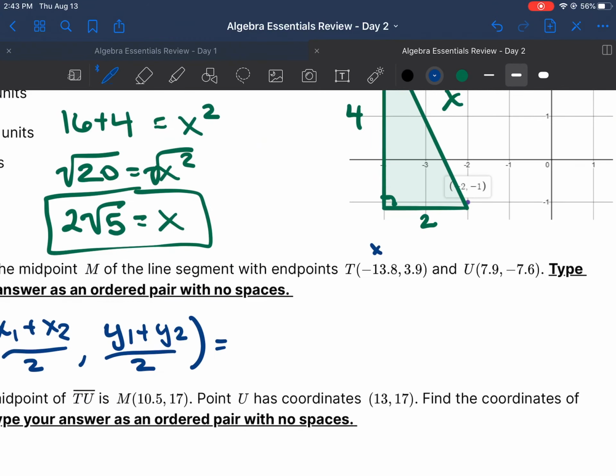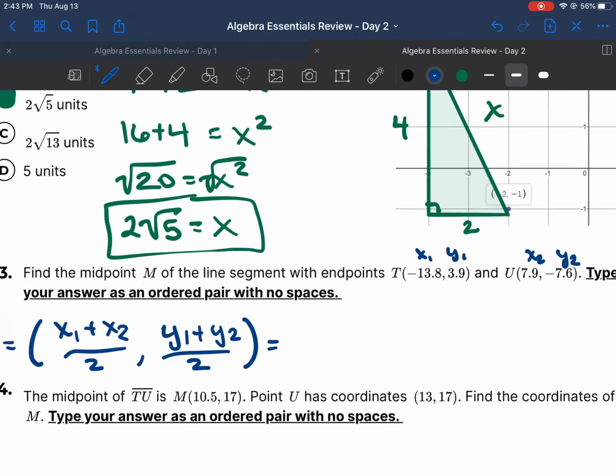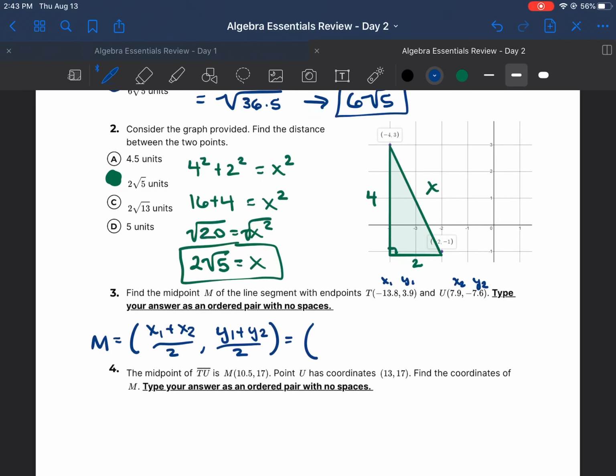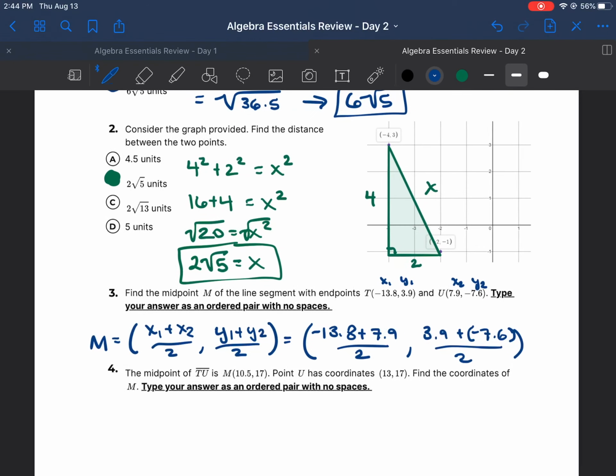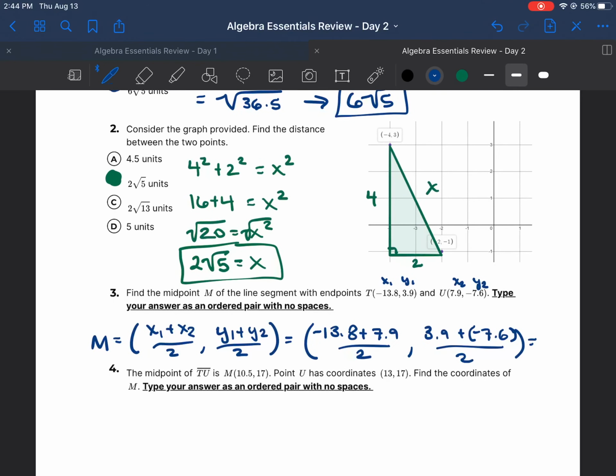So let's go ahead and assign x1, y1, x2, y2, just so we don't get mixed up. Plugging into our formula, we have -13.8 plus 7.9 divided by 2, and then we have 3.9 plus -7.6 divided by 2, and if we continue to simplify here, we would end up getting -2.95 for our x-coordinate and -1.85 for our y-coordinate.